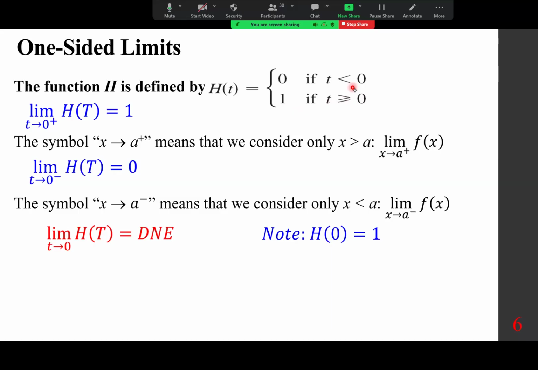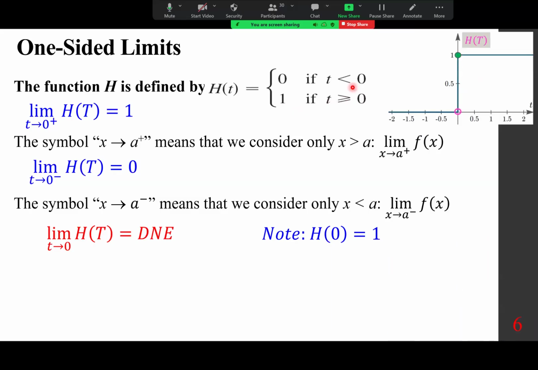Also, if we were to graph this, notice that h of t equals 0 on the x-axis, or now the t-axis, for t less than 0. It's good all the way to here, and there's a hole here because we have no equality. On the other hand, h of t equals 1 for t greater than or equal to 0. It's the horizontal line, and it starts from precisely 0. Because we have the equality, we have a solid point and then the half line here.